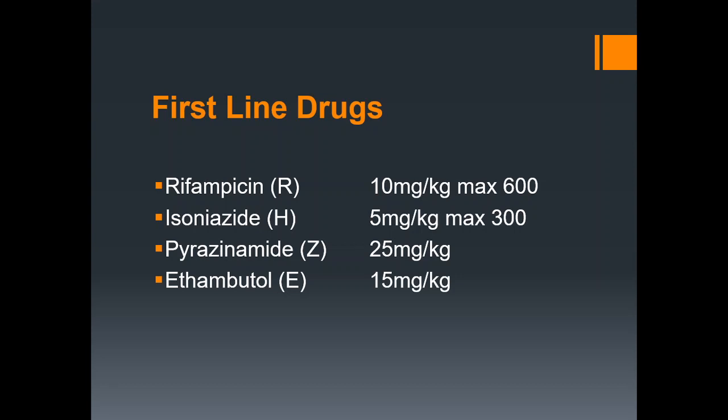INH can induce peripheral neuropathy, seizures, and SLE-like symptoms. Pyrazinamide can induce hepatitis, and in patients with gout, it might precipitate acute gouty arthritis. Those who are taking ethambutol, we have to warn them that if they have any change in vision or blurred vision, they have to stop it because it can induce optic neuritis.